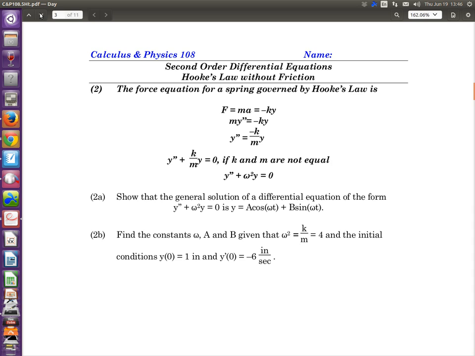So when we're solving second order differential equations, we're basically guessing the solution. We guessed in number 1 that the solution had to do with a linear combination of sine and cosine. Now we're guessing that the general solution has to do with a linear combination of cosine omega t plus sine omega t. Alrighty. And find the constants omega, a and b, given that omega squared equals k over m is 4, and the initial conditions that y of 0 is 1 and y prime of 0 is negative 6. Again, y of 0 is 1 inch, and y prime of 0 is negative 6 inches per second, so it's stretched out 1 inch, and it's moving in the negative direction. So it's in motion. Okay. So here we go.